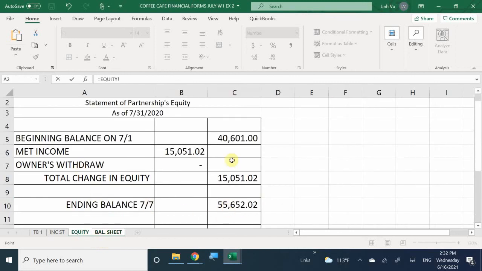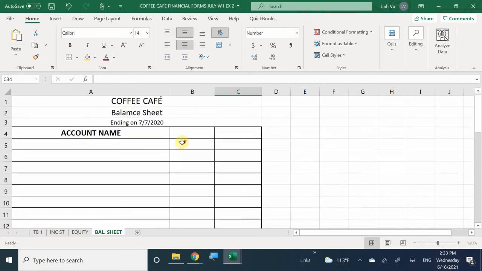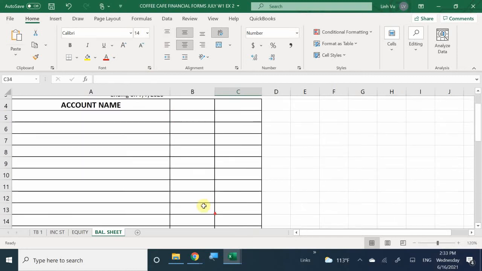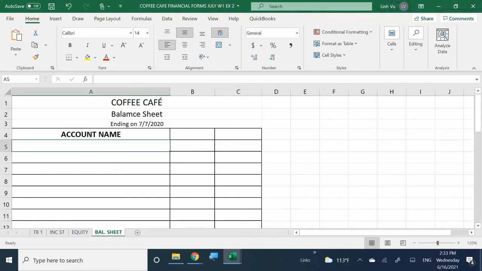40,601. That's your equity as of the 1st of July. What's my new equity? Oh, the 55,652. Okay, so we automatically know that should go there. So now we have to plug in our numbers, right, and figure out what our total assets are going to be.